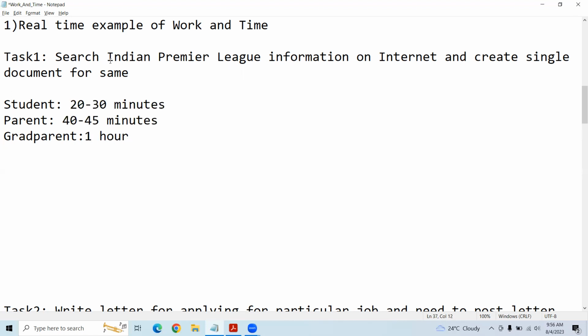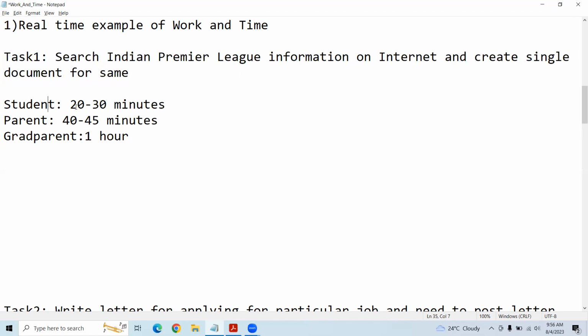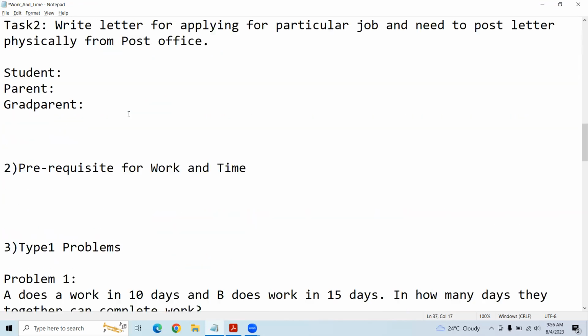So what we observed over here is that the task was the same, like the work which we have to do was the same, but for each person the time required to do that specific work is different. Student is able to do it in 20-30 minutes, parent in 40-45 minutes, grandparent needing 1 hour. So let's look at another task.